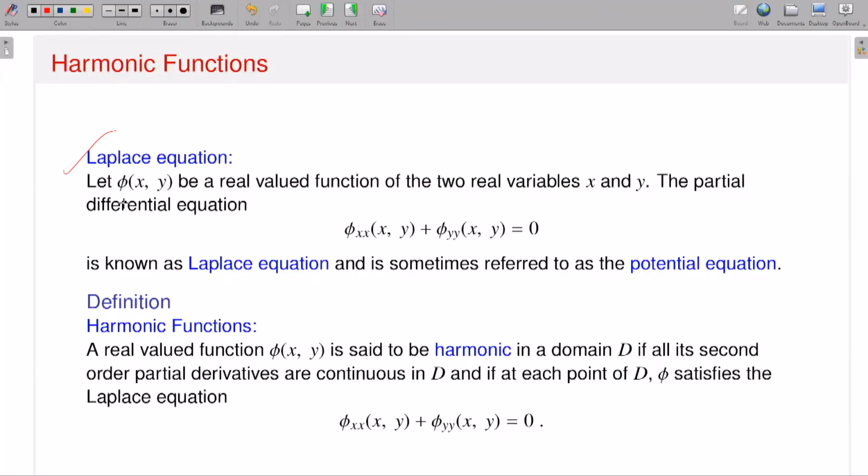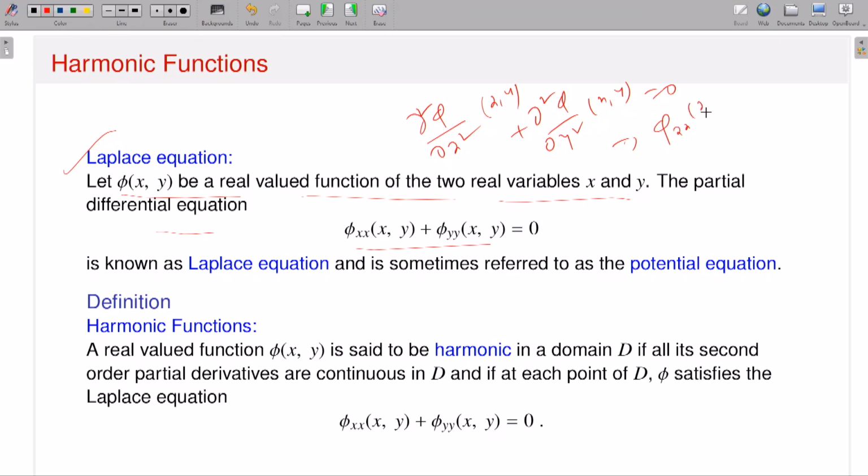What is the Laplace equation? It says: let phi be a real valued function of two real variables x and y. The partial differential equation, so this is a partial differential equation, means the second partial derivative of phi with respect to x squared at the point (x,y) plus the second partial derivative of phi with respect to y squared at the point (x,y). Or in the same notation, simply phi_xx plus phi_yy.